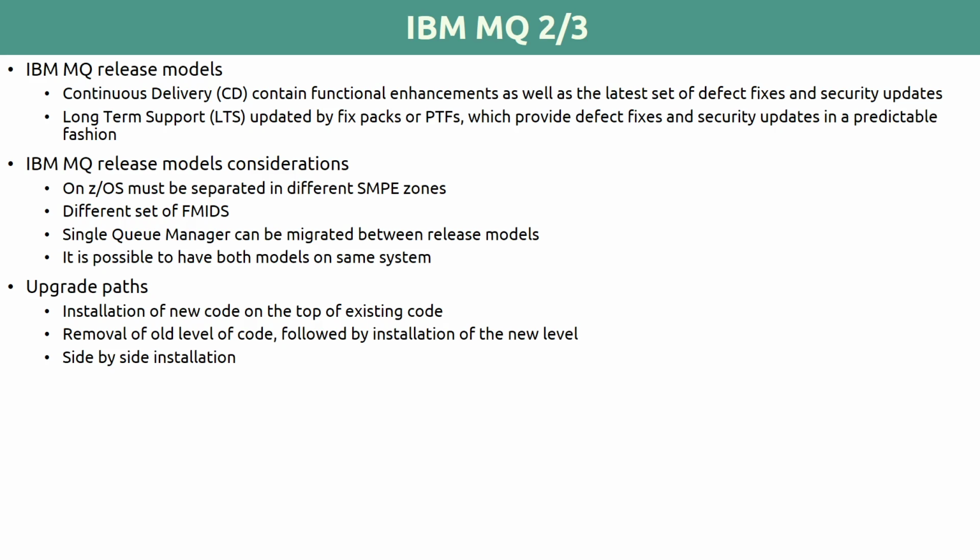When you're doing your upgrade with the IBM MQ, there are a few upgrade paths that you can choose. For instance, you can install new code on top of the existing code, or you can do a side-by-side installation, which means that you install the new version side by side with the existing one, and then you migrate maybe in phases to the new version.